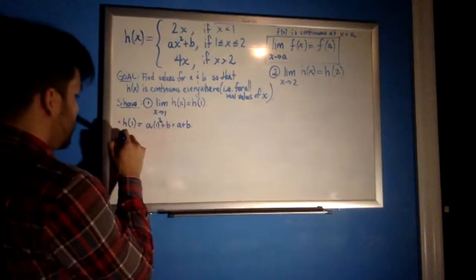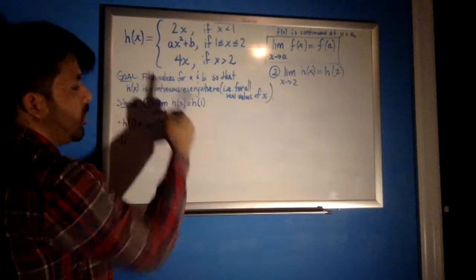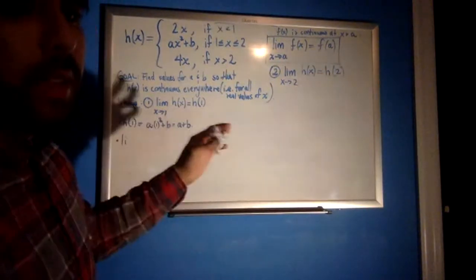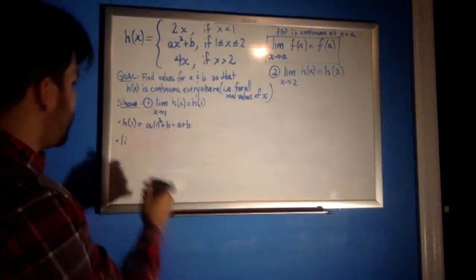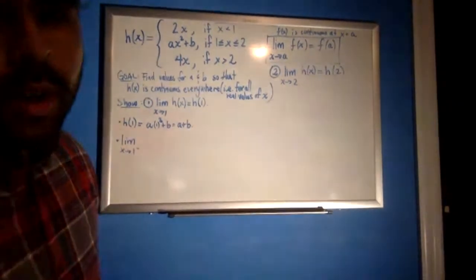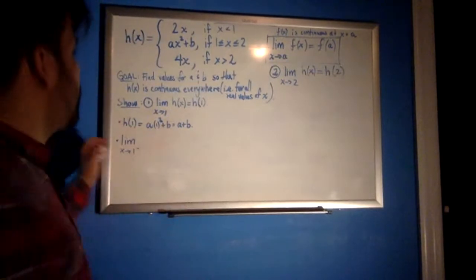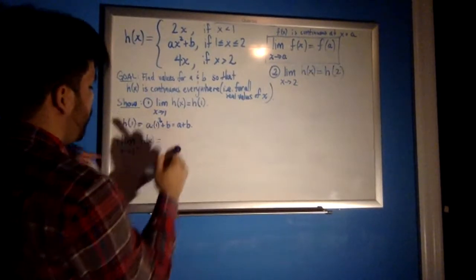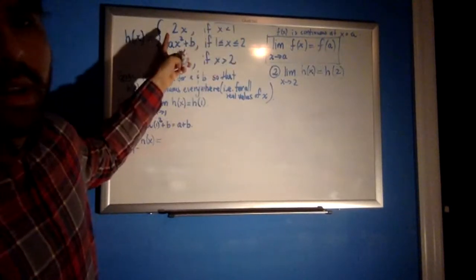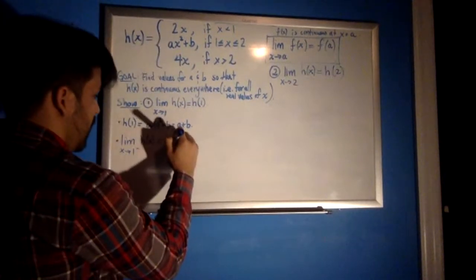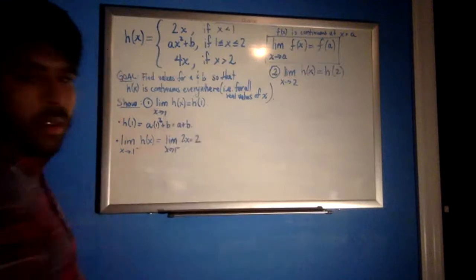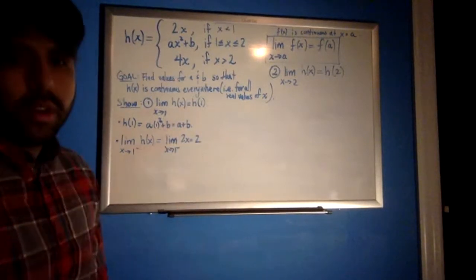The second thing is that I want my limit to exist. If it exists, that means the left-sided limit equals the right-sided limit. So first I must find the left-sided limit. My x values are approaching 1 from the left, which means I am less than 1. So if my x values are less than 1, I'm using 2x. This is the limit as x approaches 1 from the left of 2x, and I get 2. So my left-sided limit equals 2.